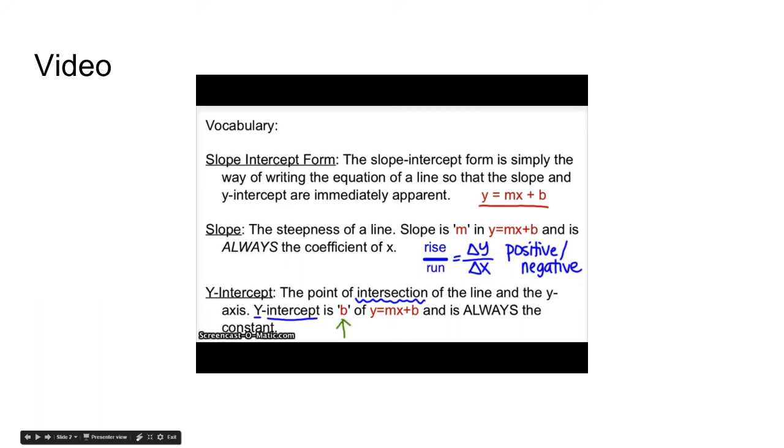If you want to think about this as being the bomb on the y-axis, b for bomb. Okay? This can also be positive or negative. And it is the ordered pair where my x value is always 0, and then the y value is the value of b.